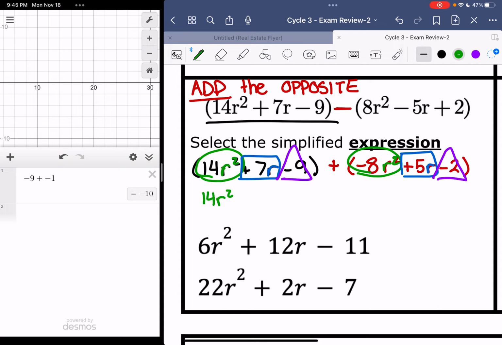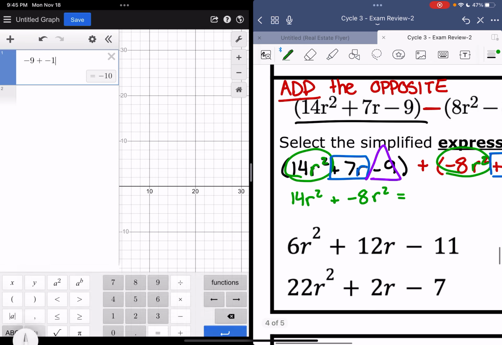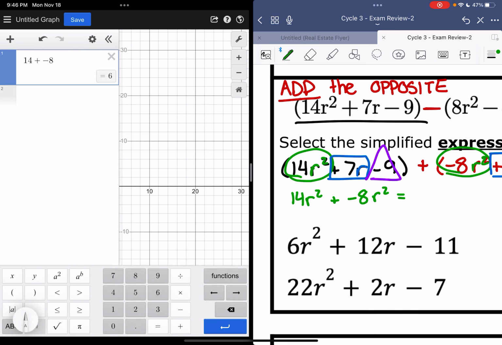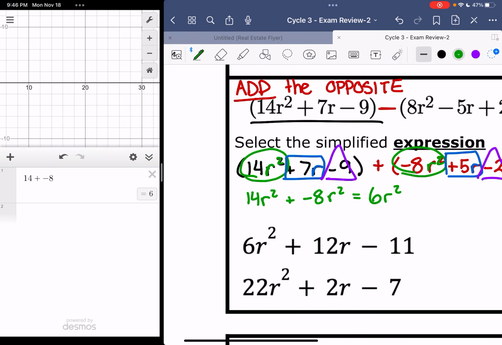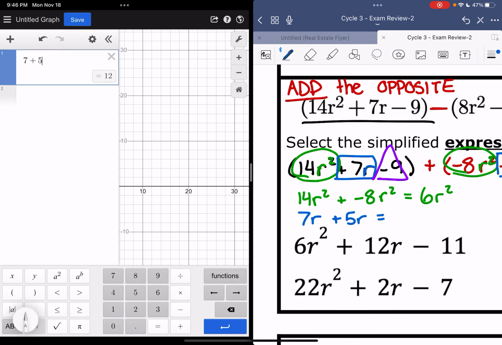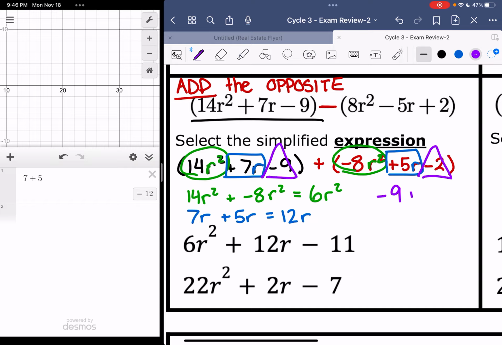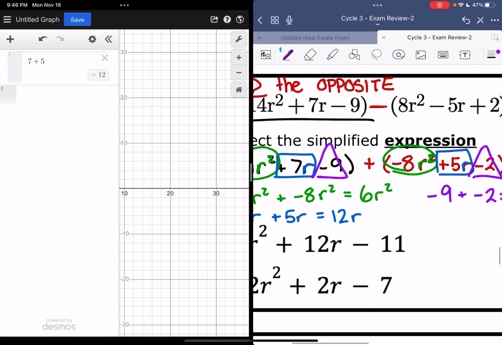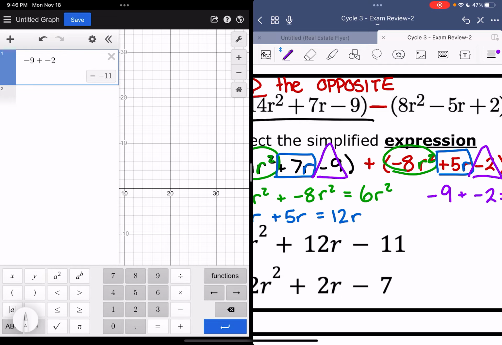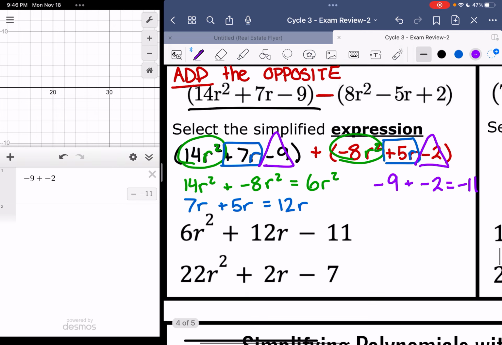I have 14r squared plus negative 8r squared, add them together. I have 14 plus negative 8 gives me 6. Next one, I have 7r plus 5r equals 7 plus 5. 7 plus 5 gives me 12. And the very last one, I have negative 9 plus negative 2. Can add those together. Negative 9 plus negative 2, negative 11. 6r squared, 12r, negative 11. So this is my final answer right here.